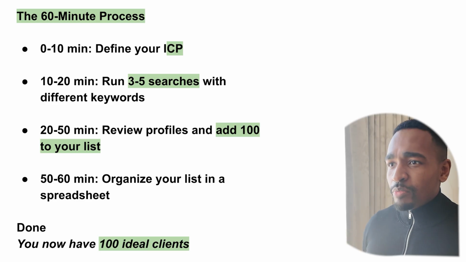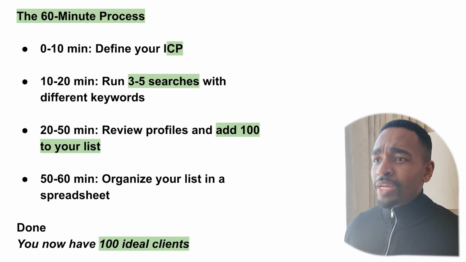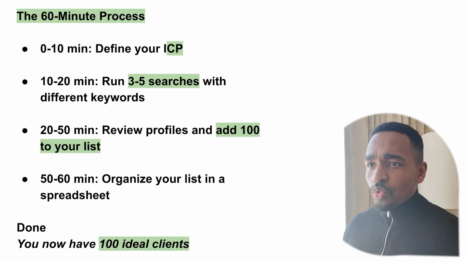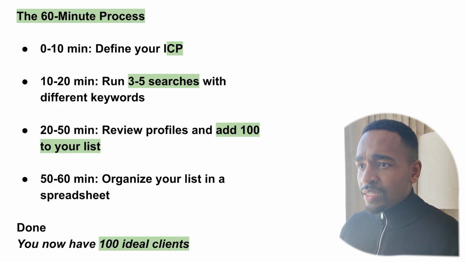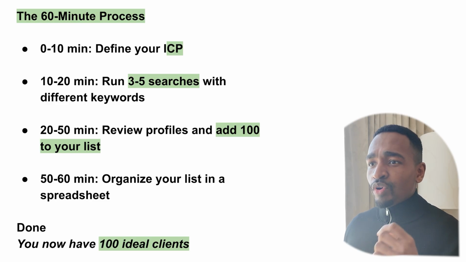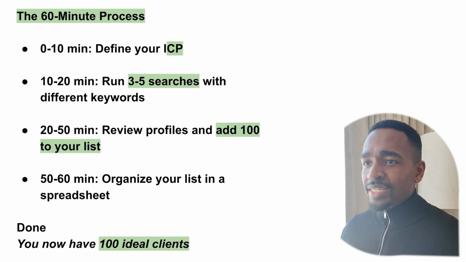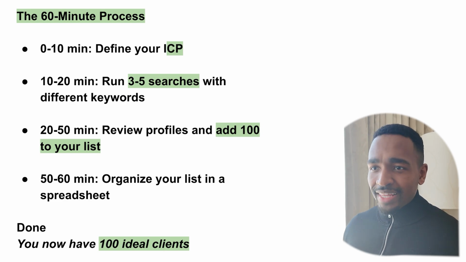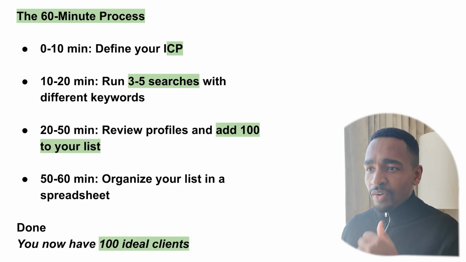Now, here's the 60-minute process. Between 0 and 10 minutes, define your ICP, get crystal clear on who you're looking for. Between minutes 10 and 20, run 3 to 5 searches with different keywords and Boolean operators. Between minutes 20 and 50, then review profiles and add 100 to your list. Click on each profile and verify that they actually fit your ICP, and then save their information.